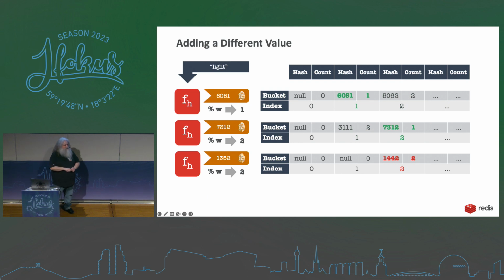Let's add a different value. Let's add the word light to the heavy keeper. We do the math, and in the first two rows we get different indices with an unclaimed bucket, so we just put our values in there. But in the third one, we have a collision and the bucket is occupied. We see that the hash value in that bucket is different from the hash value I just computed, so what happens? There's a chance that that 2 is going to get decremented to a 1.